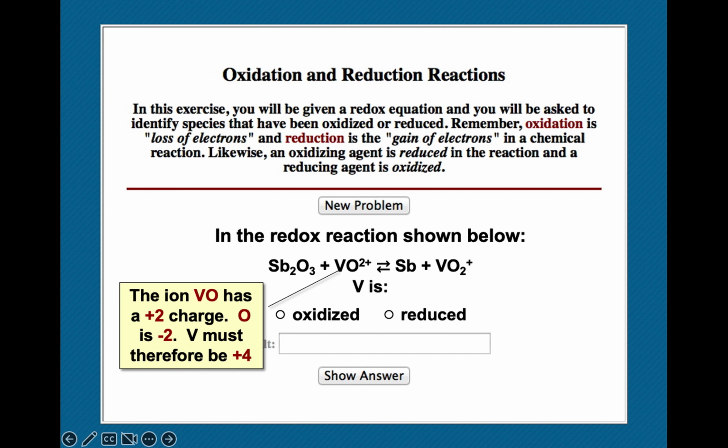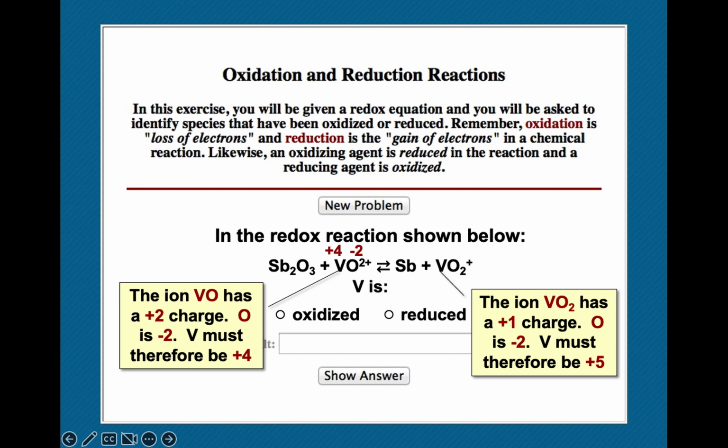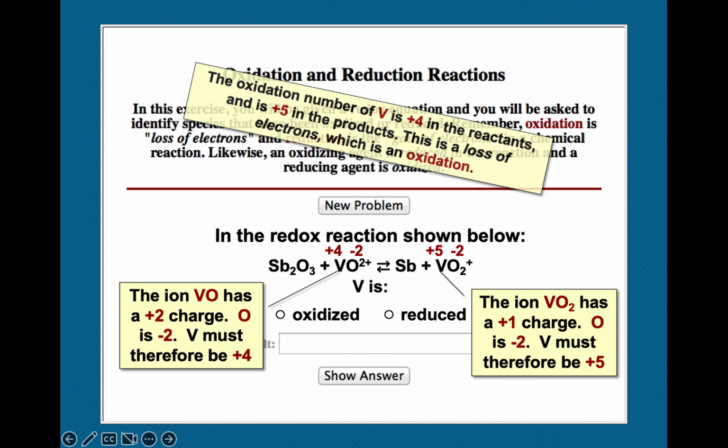This guy, oxygen is still going to be -2. We have 4 negatives, but we have 1 plus left over. That means that this vanadium must be plus 5. 4 negatives, 5 positives, 1 plus left over. So the vanadium has gone from plus 4 to plus 5. Does that mean it gained an electron or lost one? Got more positives, it had to lose one. That's oxidation.